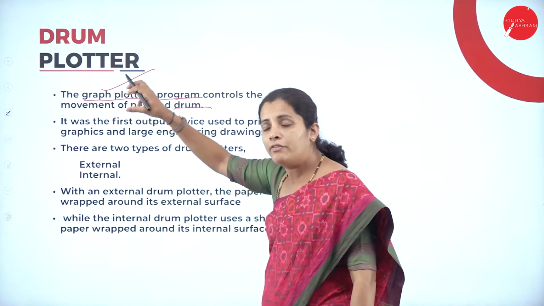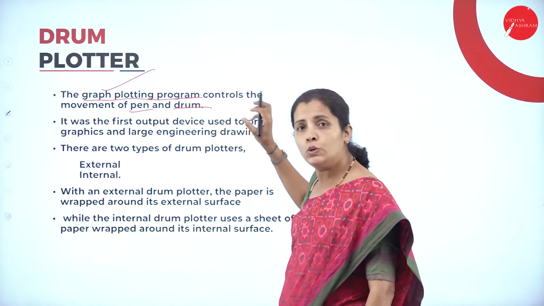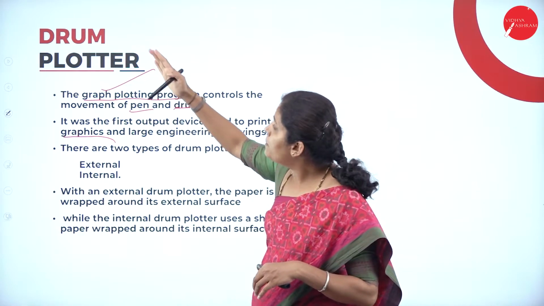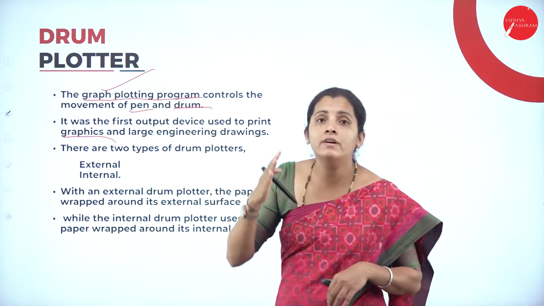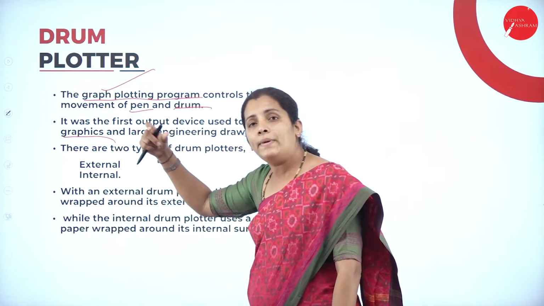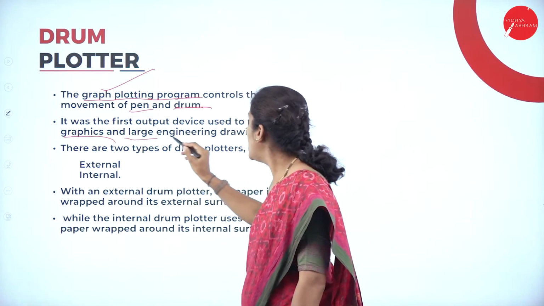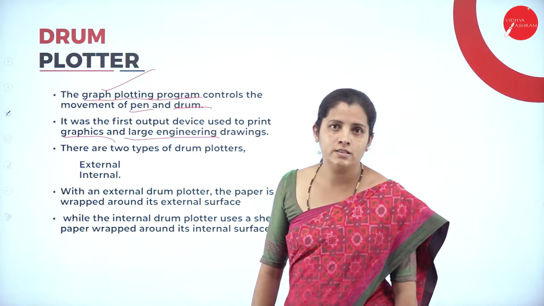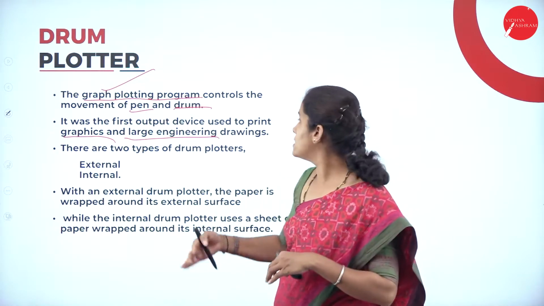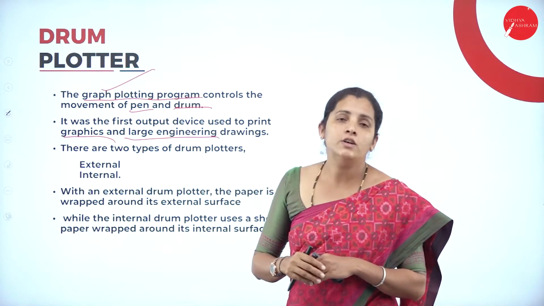It was the first output device used to print graphics. So, the drum plotter is the first output device that is mainly used to print graphics and large engineering drawings.